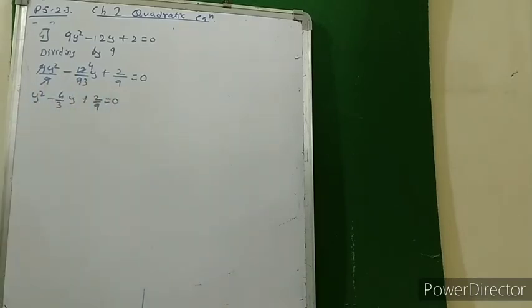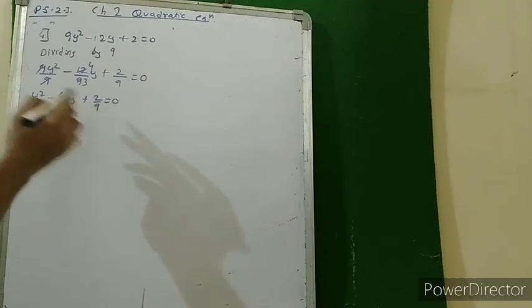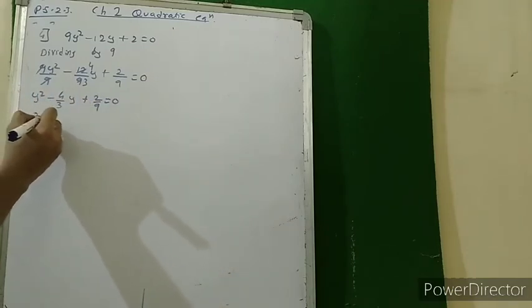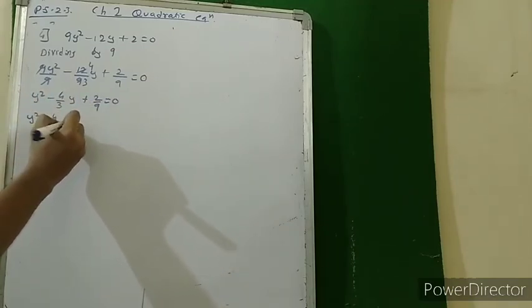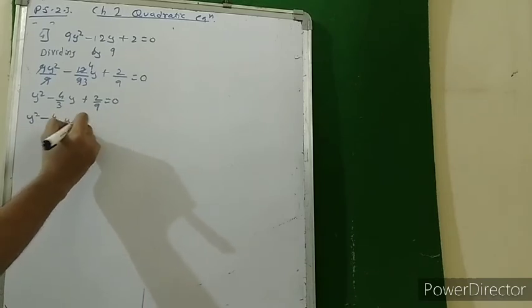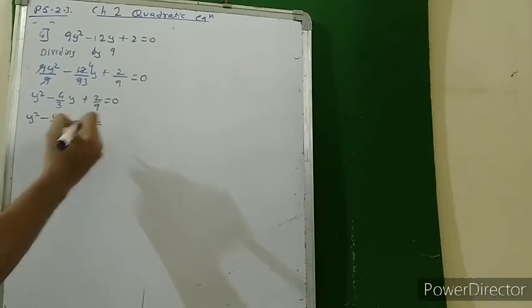Okay, now we have a quadratic equation. Our first step is to shift the constant term. So we have y square minus 4 upon 3y is equal to minus 2 upon 9.